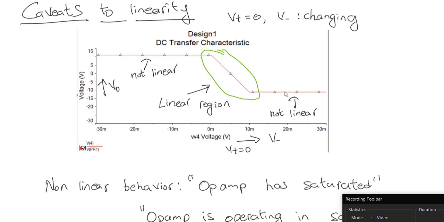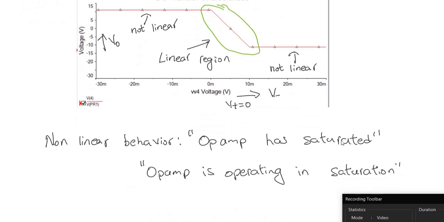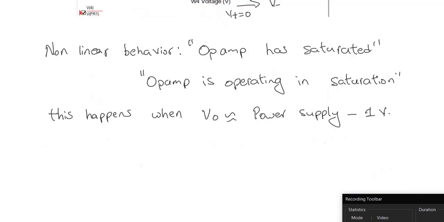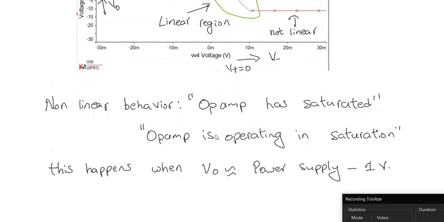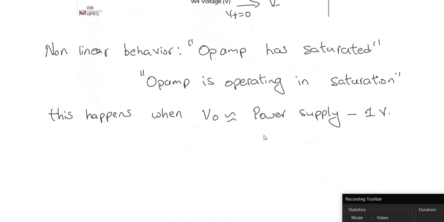When the op-amp is behaving non-linearly like this, we will say the op-amp has saturated, or the op-amp is operating in saturation. This saturation typically happens when the output is close to the power supply, and in general when the output is power supply minus approximately 1 volt. So if you want to operate the operational amplifier in the linear region, you want to make sure that the output voltage does not get close to the power supplies.